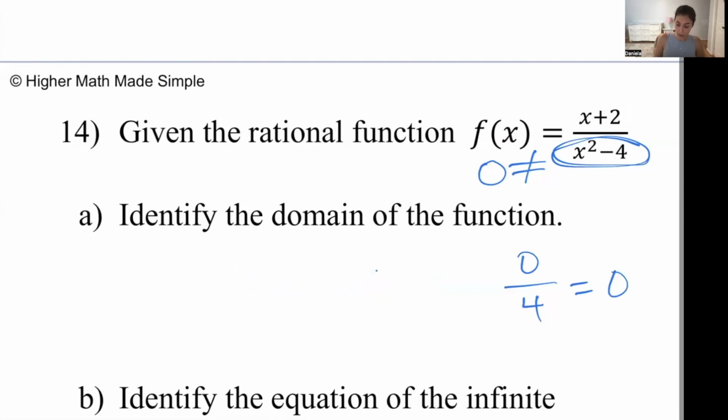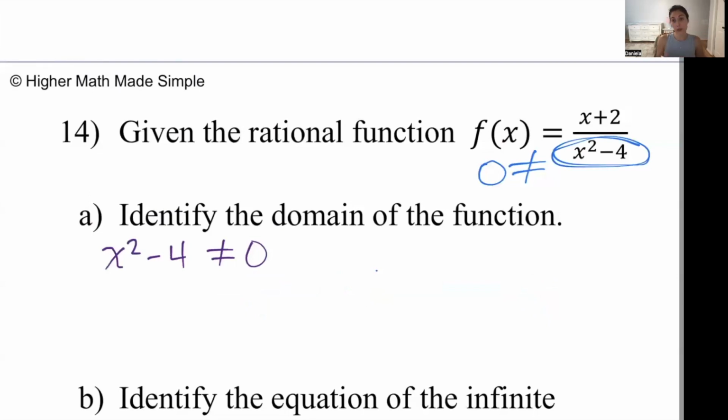So whenever you're asked what's the domain of a rational function, how you figure that out is I don't care about the top. The top could be any number in the world. It's the bottom that causes the issue, right? So you're going to set the denominator to 0. I just like to put that slash as a reminder that it can't be 0. And then you just solve any way you like.